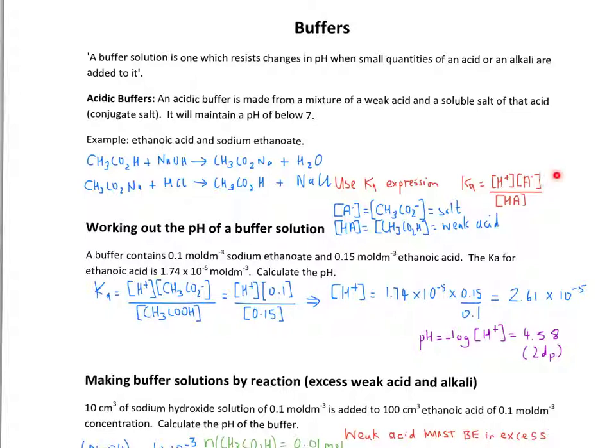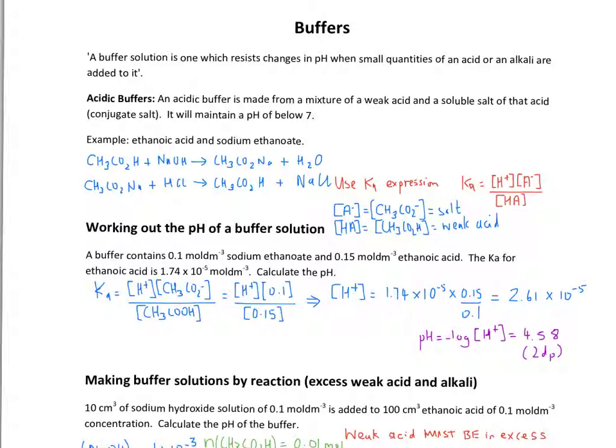Now, on this side here, what I'm going to show you is that we use the Ka expression to calculate the pH of a buffer. Ka equals [H+] times [A-] over [HA], where [A-] is the concentration of the salt and [HA] is the concentration of the weak acid. We used this expression when we were calculating the pH of a weak acid earlier on. So now I'm going to talk to you about how we work out the pH of a buffer solution.